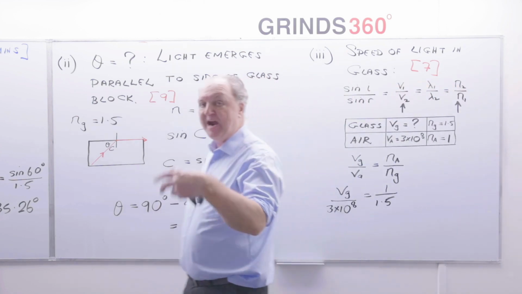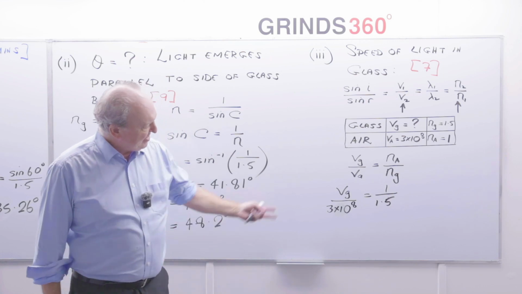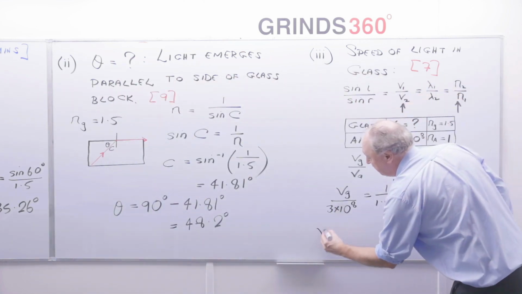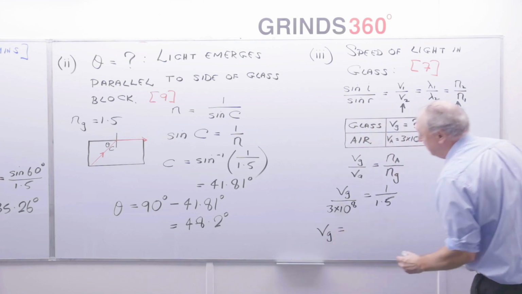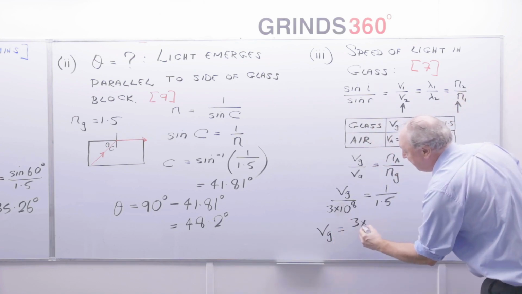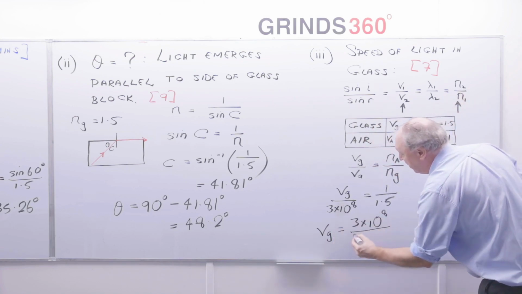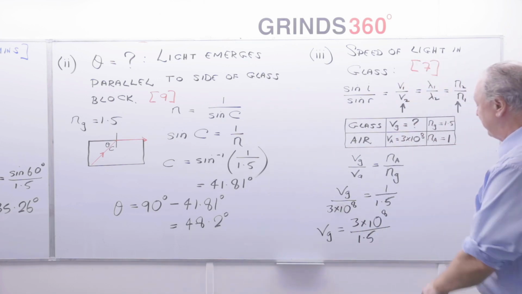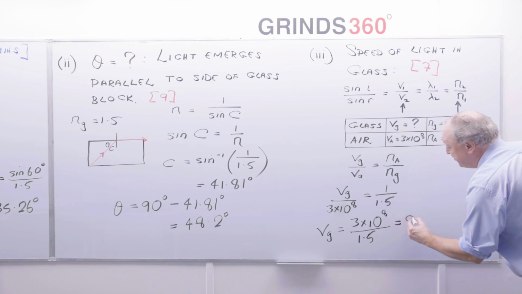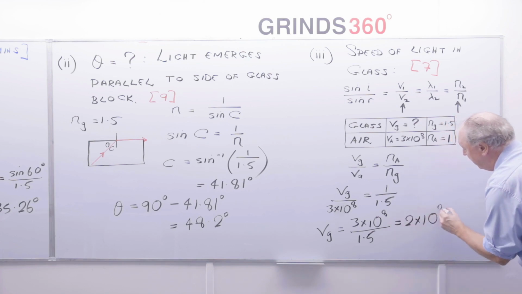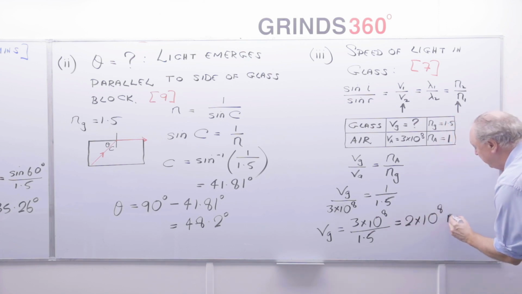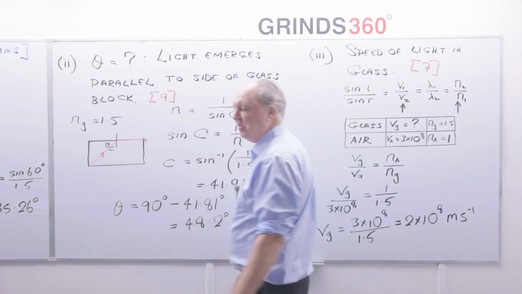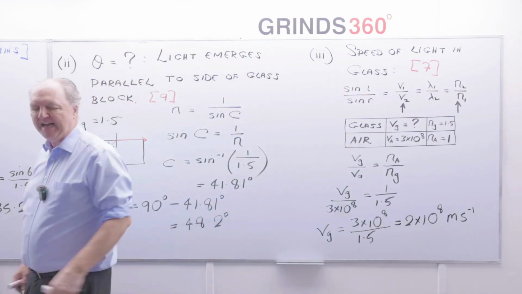So once again, put the arrows in your head, cross multiply, slide the 3 by 10 to the power of 8 up. So VG is equal to 3 by 10 to the power of 8 divided by 1.5. You can actually do that in your head. Divide the 1.5 into 3, and I get 2 by 10 to the power of 8. I'll put the units in when you're finished. Meters per second. So there's the speed of light in glass.